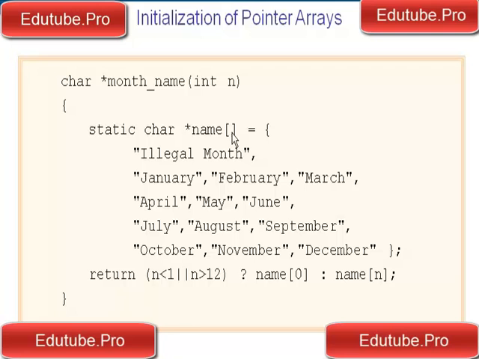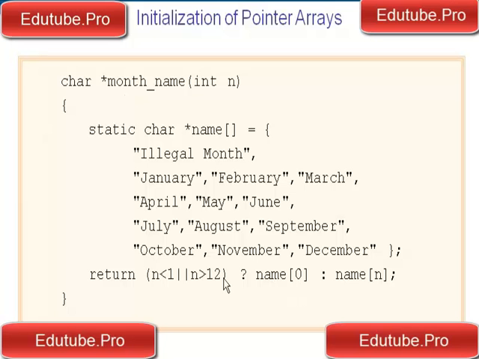Remember, this is a 13-element array because we have 13 elements here from illegal month through December. It will return the pointer stored in name sub 0. Month name is supposed to return a character pointer, so that's exactly what we have to send back and what we can send back by this.